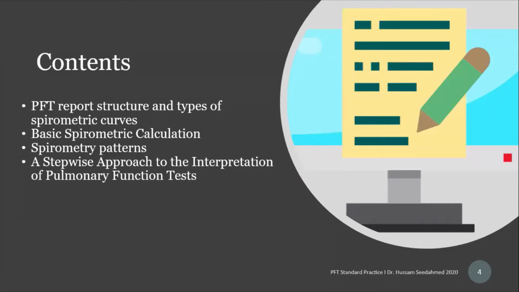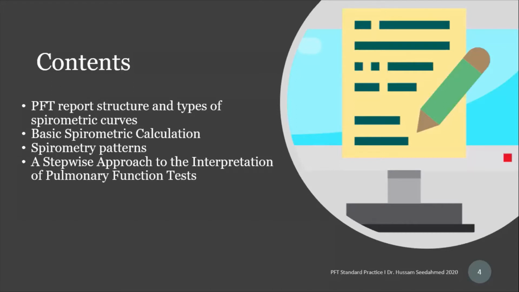So these are our contents for today, or our headlines. In general, this session will be divided into 4 sections. In the first section, I'll be talking about the pulmonary function test report structure, meaning what the PFT report consists of, what a standard PFT report should contain, and we'll also talk about the types of spirometric curves. What are the different types of curves?